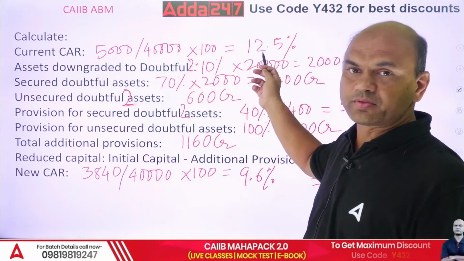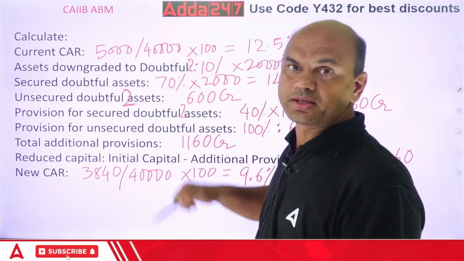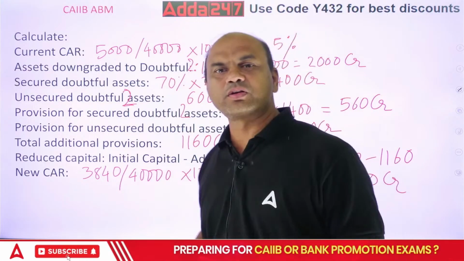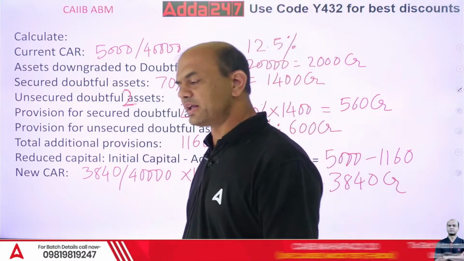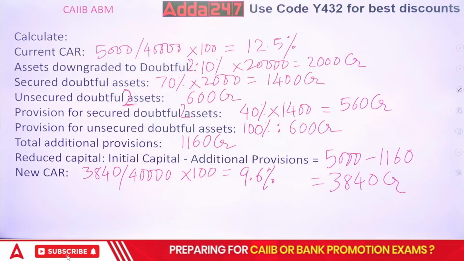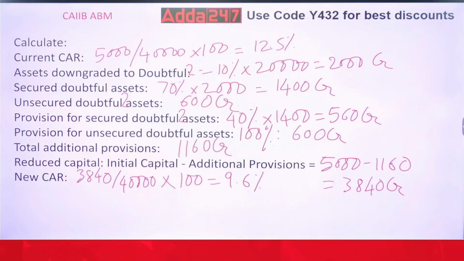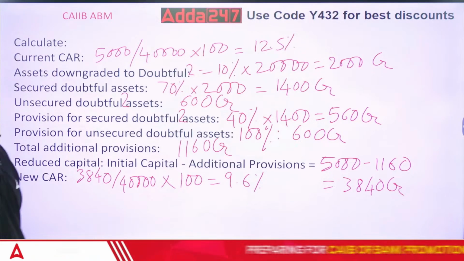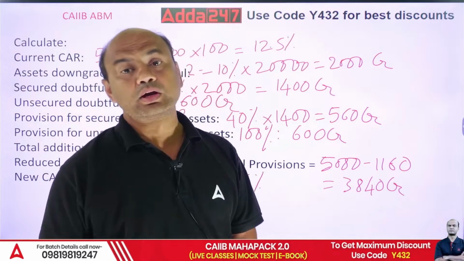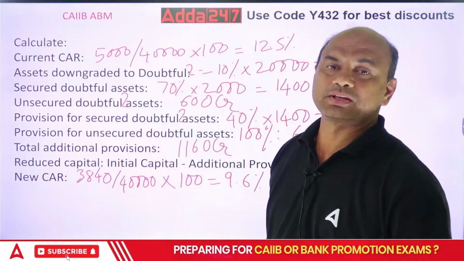Earlier it was 12.5. Now it is 9.6%. It has got reduced. Why? Because of your NPAs. Okay? Whenever your bank has NPAs, remember you are in trouble. Try to avoid as many NPAs as possible or try to convert them. If possible, try to recover them as much as possible. So remember, a bank with NPAs will always have a problem. Always try to reduce the NPAs as much as possible. So that was it for this session.